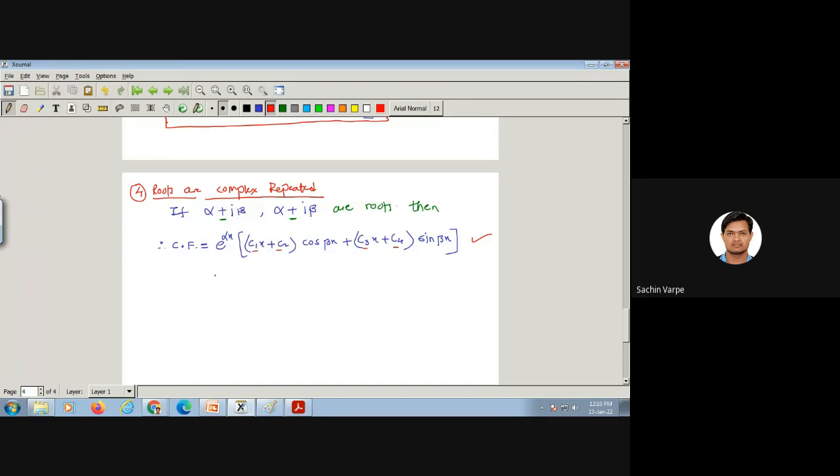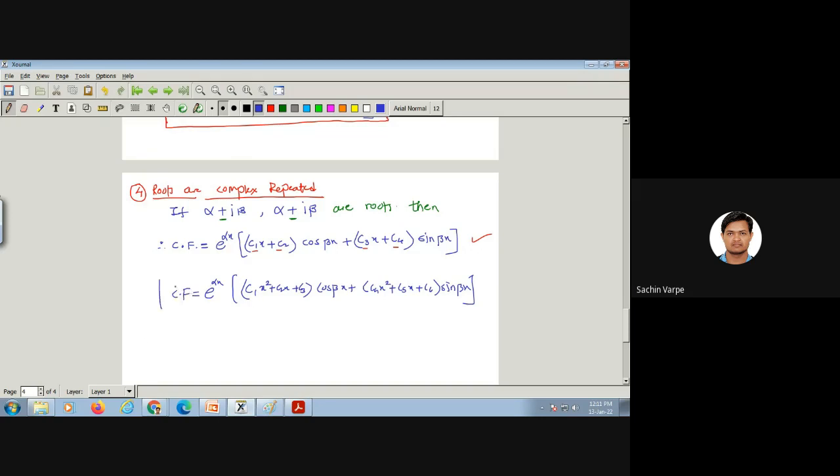So in case of roots repeated 3 times, how many roots in total do we have? If complex roots are repeated 3 times, then totally we have 6 roots, right? Yes or no? So for the 6 roots, how many arbitrary constants? 6 constants will be there. So how do we write? We can write it as (c1 x square plus c2 x plus c3) cos beta x plus (c4 x square plus c5 x plus c6) sine beta x, the whole times e raised to alpha x is the complementary function.